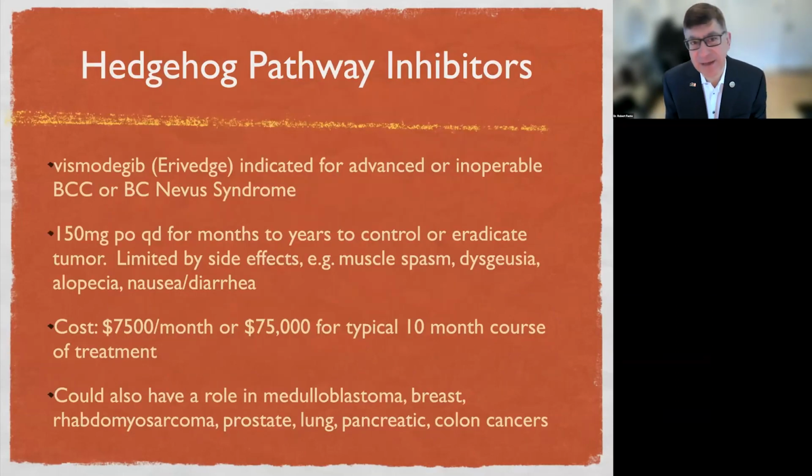So speaking for a second about the hedgehog pathway inhibitors, there's now more than one, but associated for basal cell nevus syndrome and also for advanced or inoperable basal cell carcinoma. It's a uniform dose of 100 milligrams given daily. This can be given for months or years to control or eradicate the tumor. Muscle spasm, dysgeusia, alopecia, nausea, and diarrhea tend to be the side effects that limit it. Patients can go on a short holiday if those side effects become too problematic. Our main problem is that it's quite expensive, but it also may have a role in some other cancers that we can see.